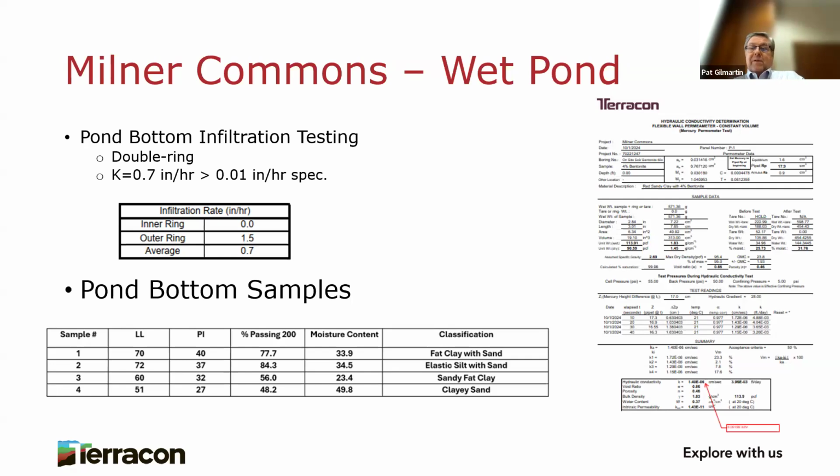Let's evaluate it. So we did obtain some soil samples from the bottom of the pond. And yeah, we've got variable material. We've got fat clay with sand, elastic silt, sandy fat clay, and clayey sand. Looking at those samples, we said, well, maybe if we just roll this material and try to recompact it, we can get the permeability. Contractor said, I don't have time. I'm going to use bentonite. How much bentonite do I need?